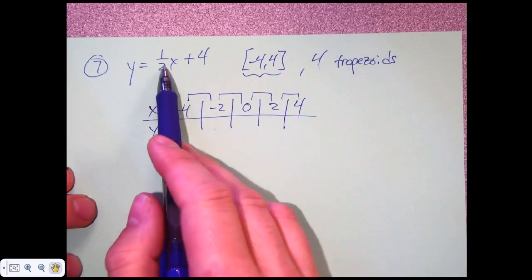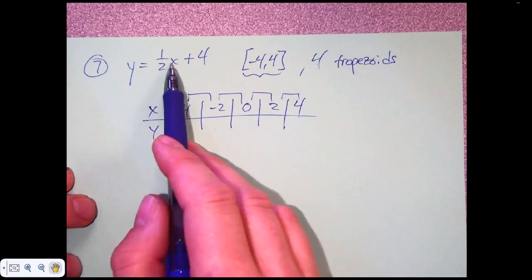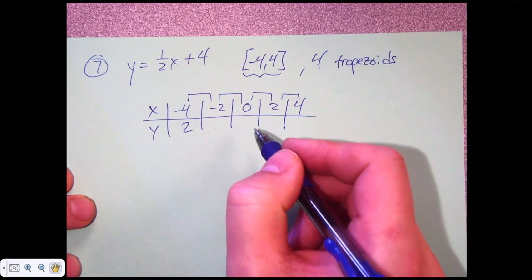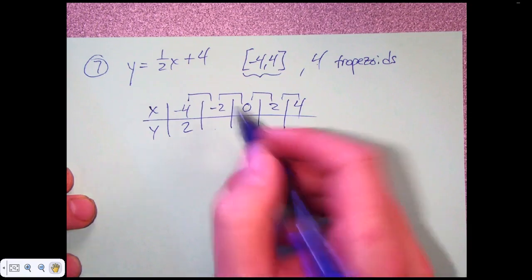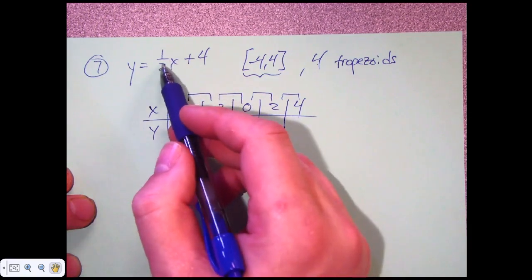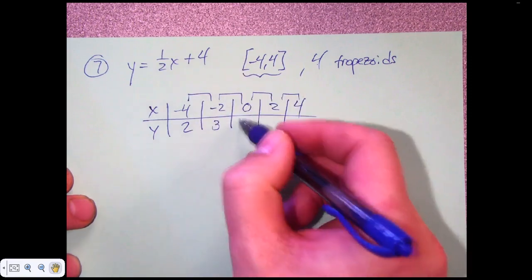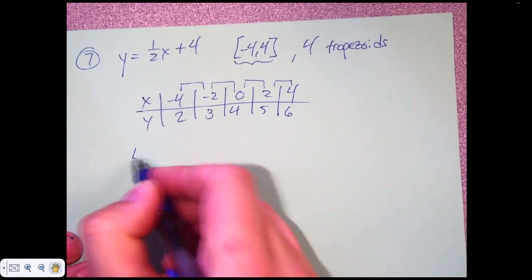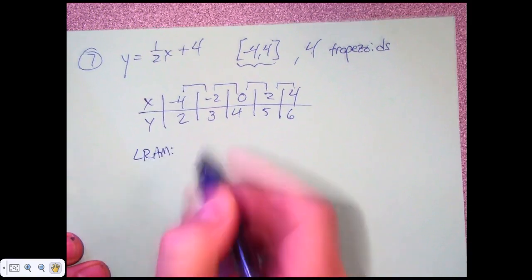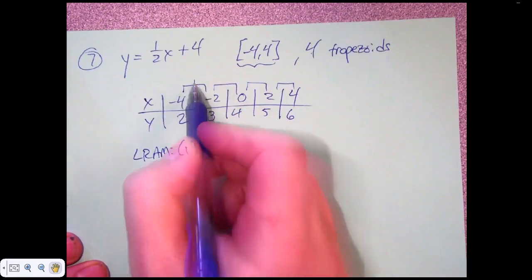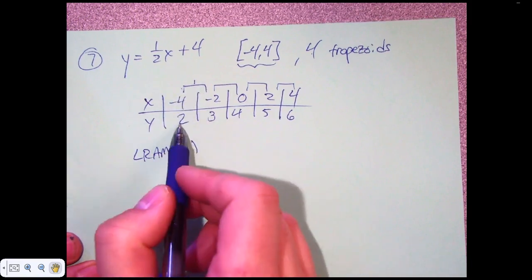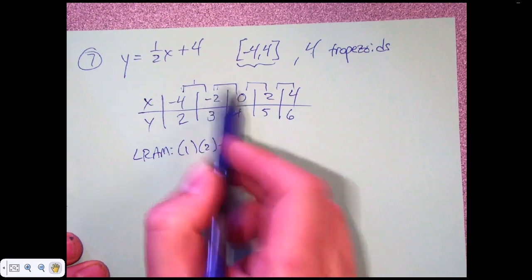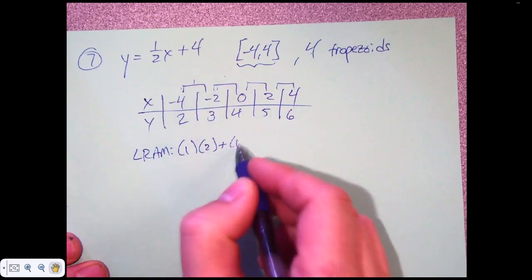So negative 4 plugged in here would be negative 2 plus 4 is 2. Plug in negative 2 there, so negative 1 plus 4 is 3. And we're just going to get this 2, 3, 4, 5, 6 pattern. So the left-hand method, the base of your first rectangle is 1, and you use the height based on the left-hand endpoint, so 1 times 2, plus base is 1, left-hand endpoint is 3.